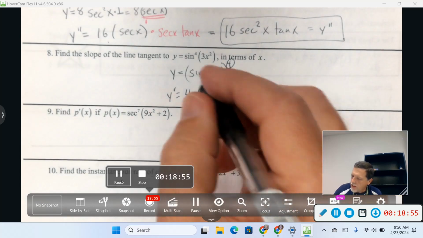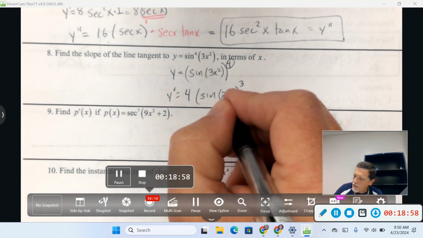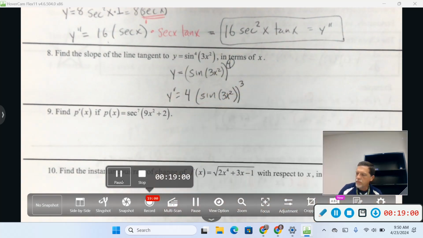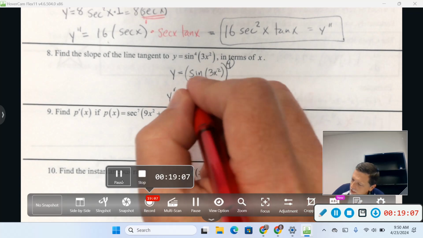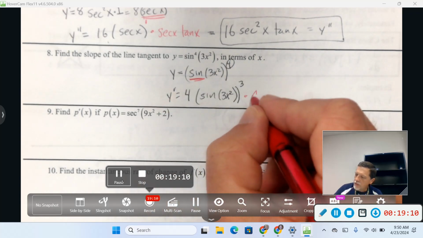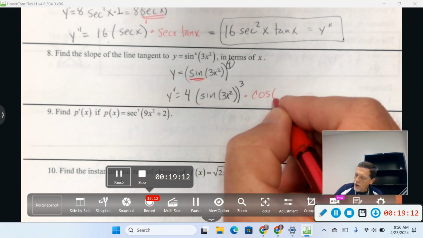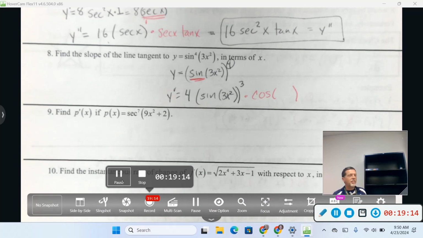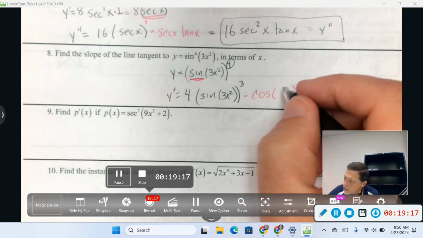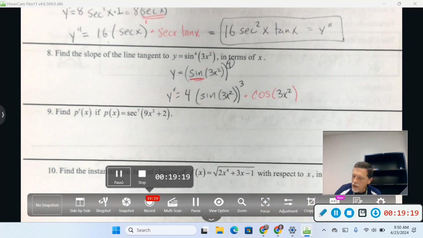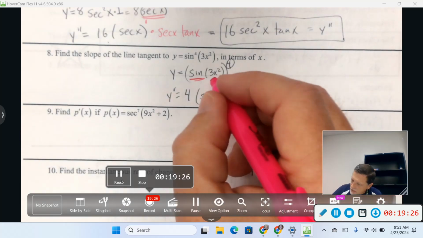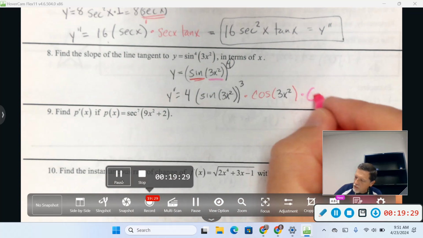Okay, so inside stuff stays the same. So that's the sine of 3x squared. Okay, what's the next layer on our blow pop? The sine. So let's handle the sine. Derivative of sine is cosine. And while we're doing cosine, we don't mess with the inside stuff. So we leave the inside stuff the same. 3x squared. But then there's one more layer to handle. The 3x squared, which becomes times 6x.